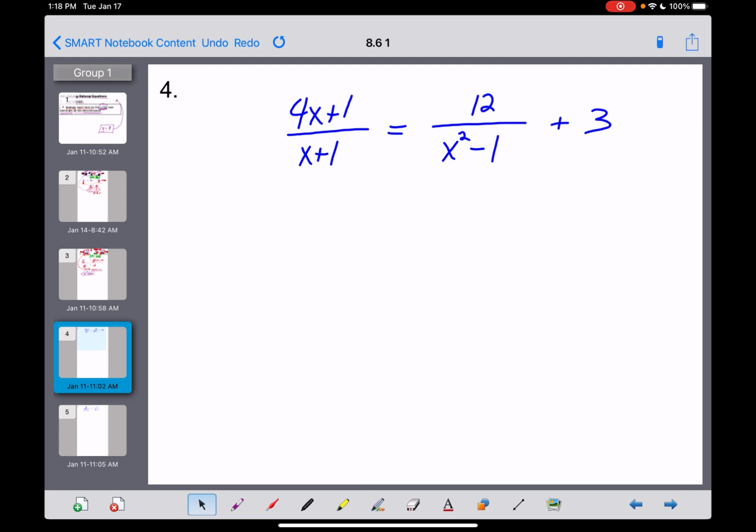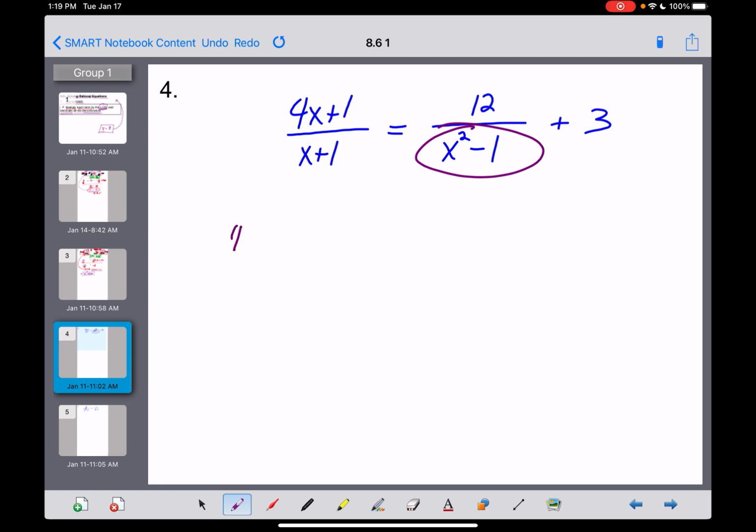Okay, so here's what's happening here, guys. We've got 4x plus 1 over x plus 1 is equal to 12 over x squared minus 1, and then plus 3. Now, the one kind of significant difference right here in this problem compared to the last 2 is I've now given you one denominator that can be factored. So as a good rule, just to keep in mind for everything we do in Chapter 8, if you can factor any denominators, you should do that. Now that, I believe, is the only thing that factors here.